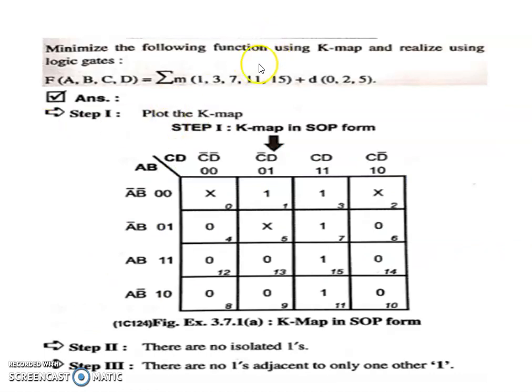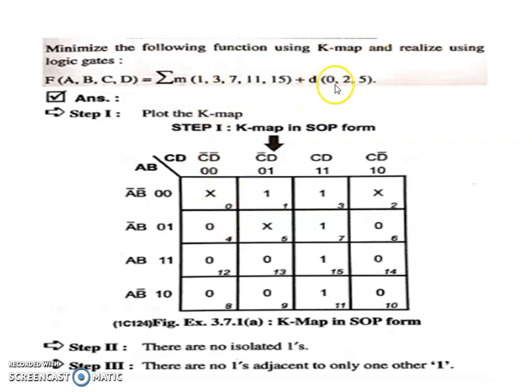Minimize the following function using K-map and realize using logic gates. In this case, D of 0 to 5 is nothing but your don't care condition. So the first step is to plot the K-map. There are a total of 4 variables A, B, C, D, so here we plot a 4 variable K-map. Okay, A, B and C, D. In this case, the first one, that is M0, is nothing but a don't care condition.